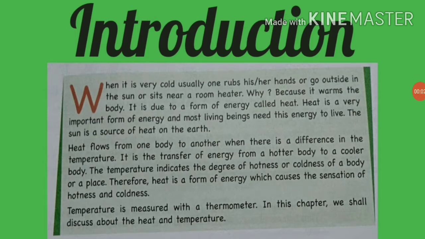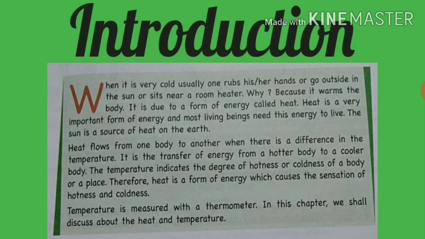So students, heat is an energy, and heat energy flows from a region of higher temperature to a region of lower temperature and never in the other direction. It means that heat always flows from a region of higher temperature to a region of lower temperature. For that, there must be a temperature difference between the two objects. It is the transfer of energy from a hotter body to a cooler body.